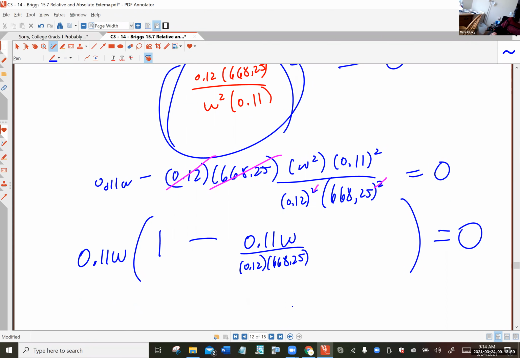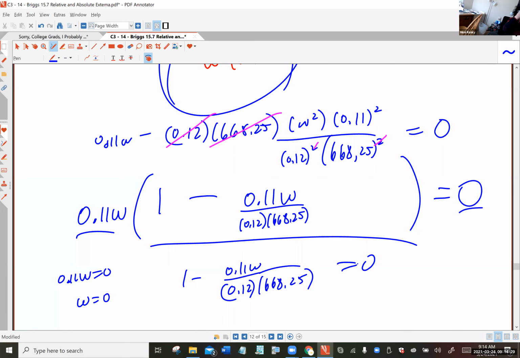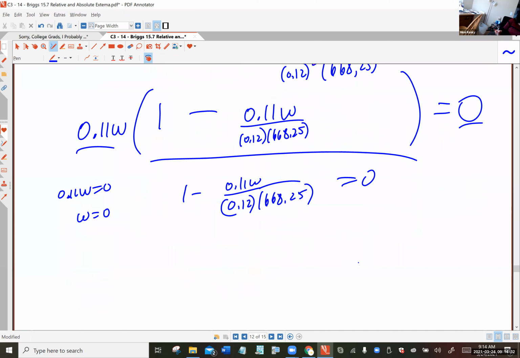If something times something equals 0, then you set each of these factors equal to 0. So 0.11 W equals 0 means the width is 0. But again, as before, we're trying to have W be the width of a room. It's not very interesting when your width is 0, but it would lead to a critical point. And this other factor has to equal 0. So that's how you figure out W. Once you move this term to the other side, and then what?